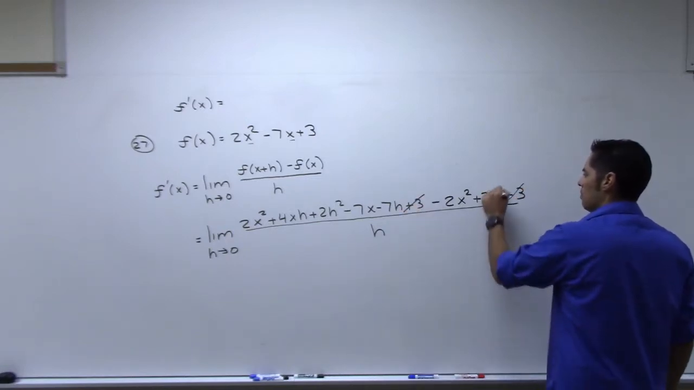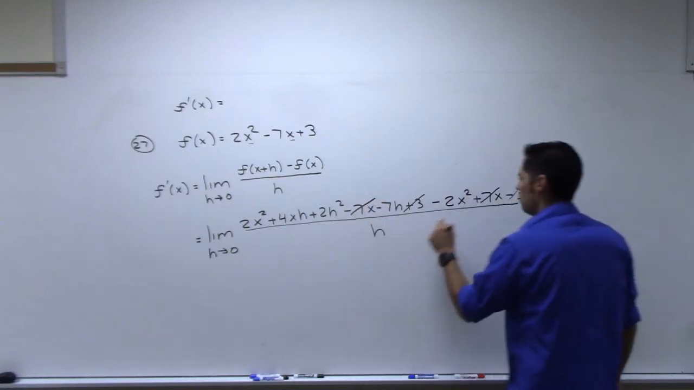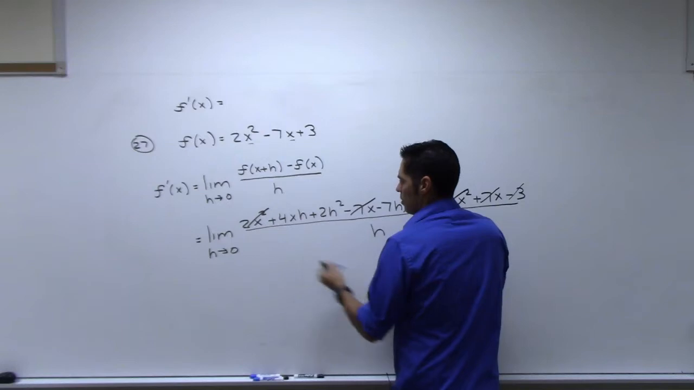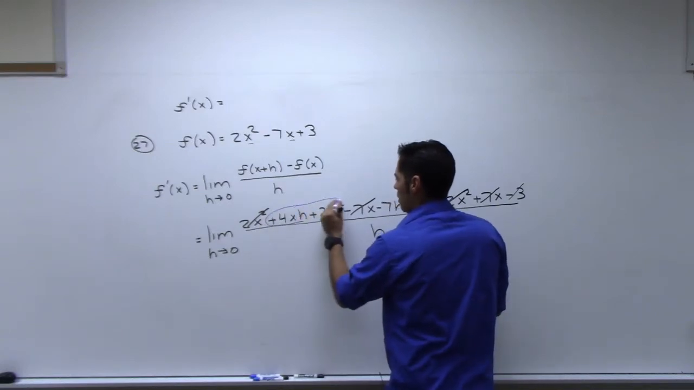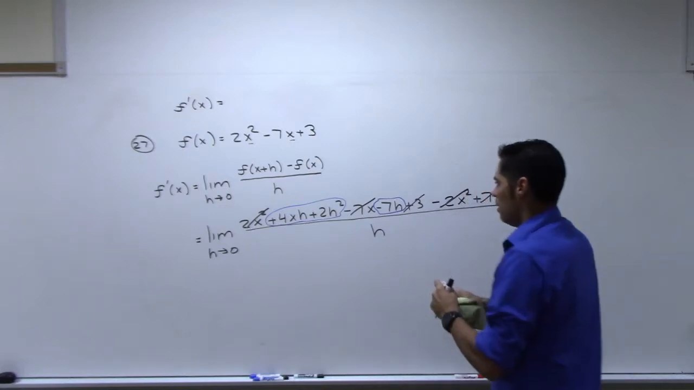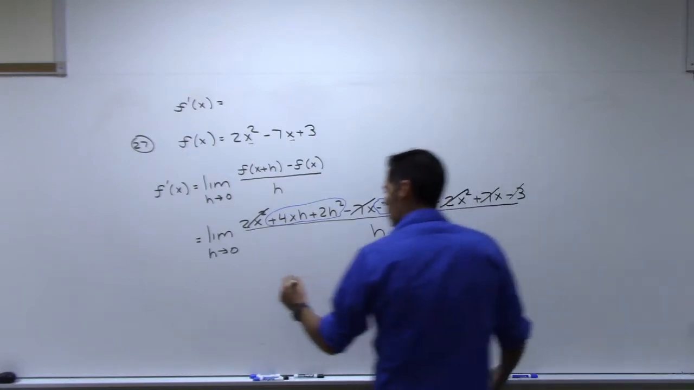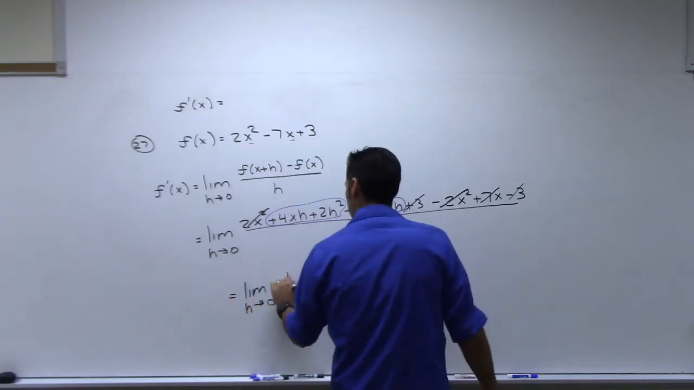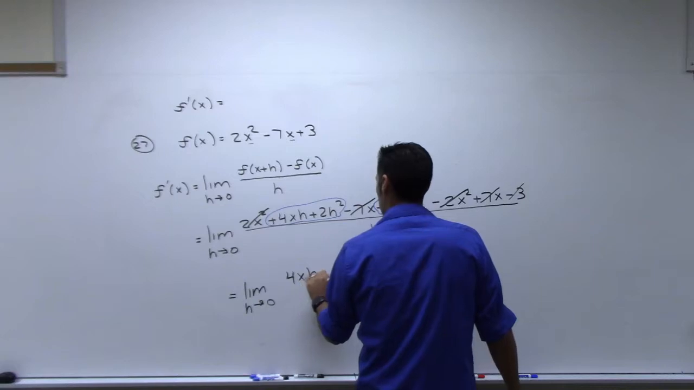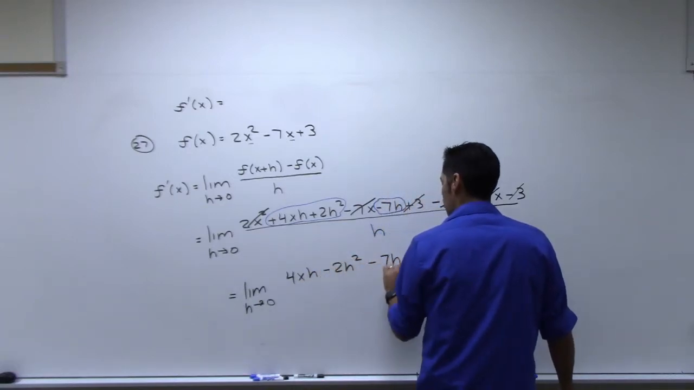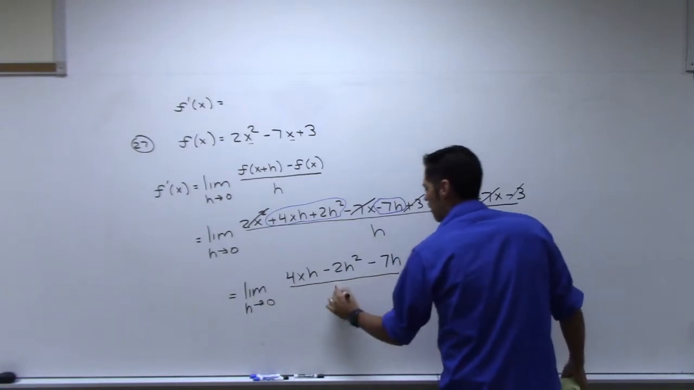Cancel, cancel, cancel. And the only things left should have h's. So those two are there, and that little piece in there is still there. So we have the limit as h goes to 0 of 4xh minus 2h squared minus 7h, all over h.